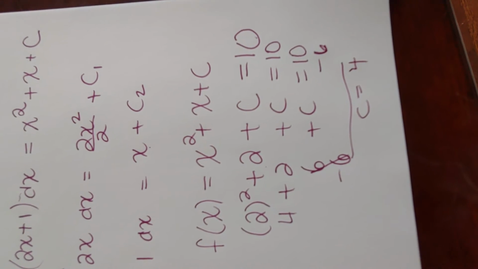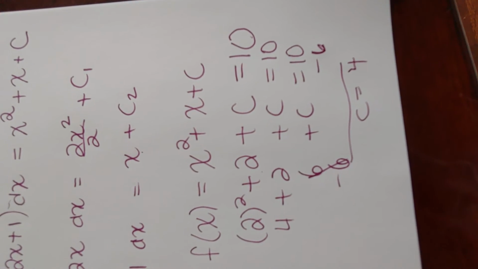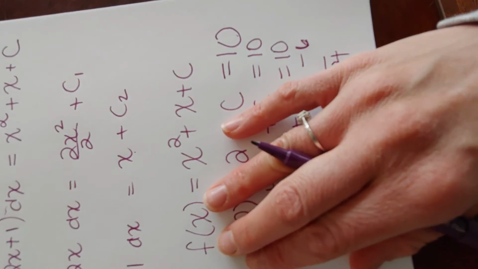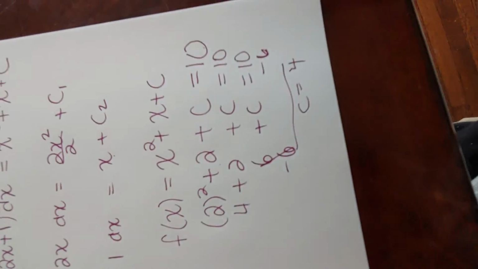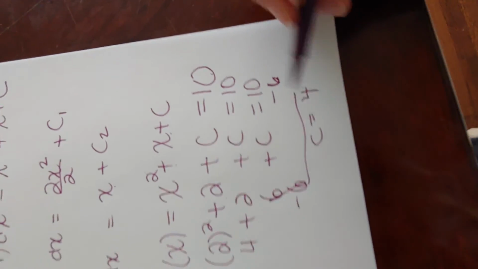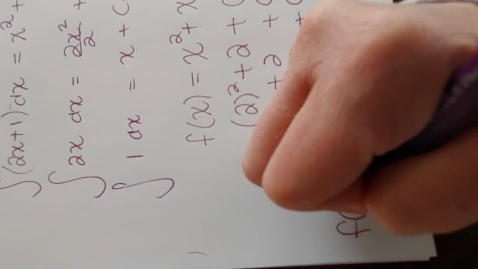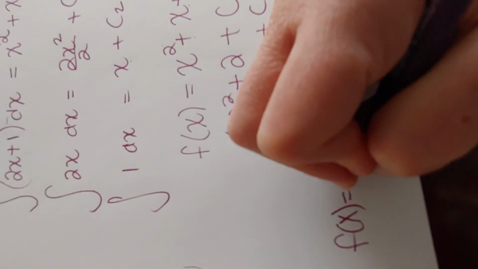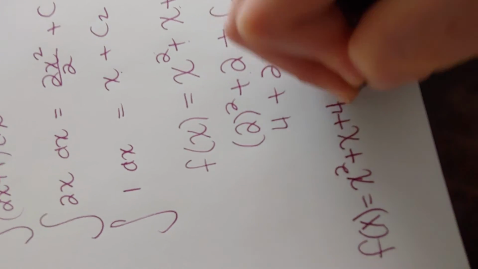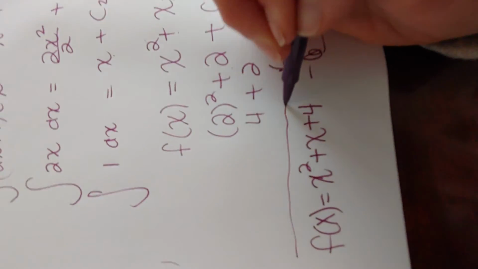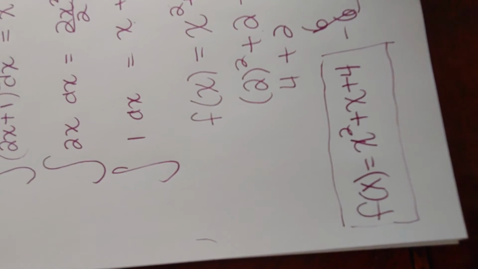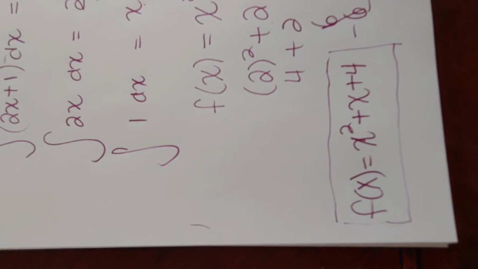So when I solve the differential equation, I find out that my final answer, my f of x, is equal to x squared plus x plus 4. So my final answer here is x squared plus x plus 4. That is my particular solution for the original given initial conditions.